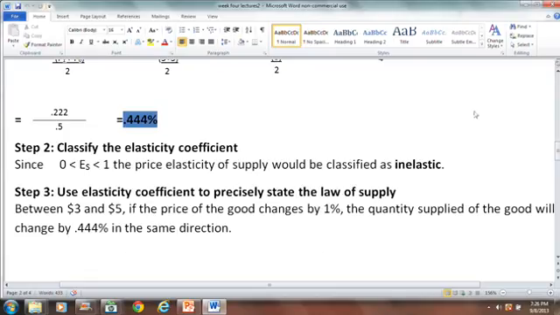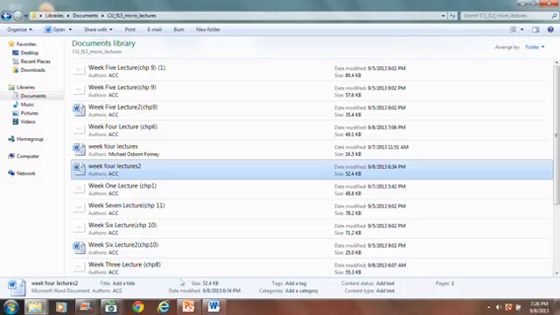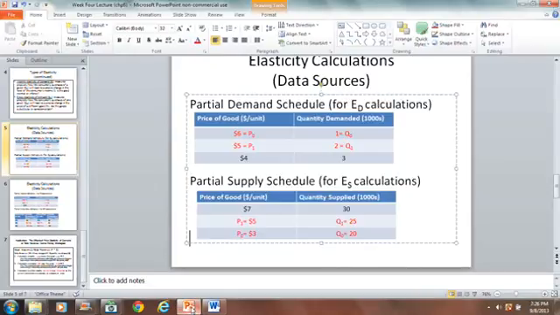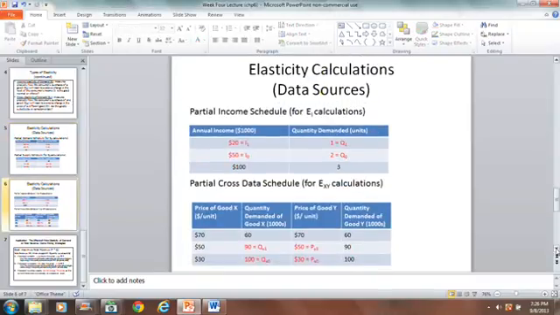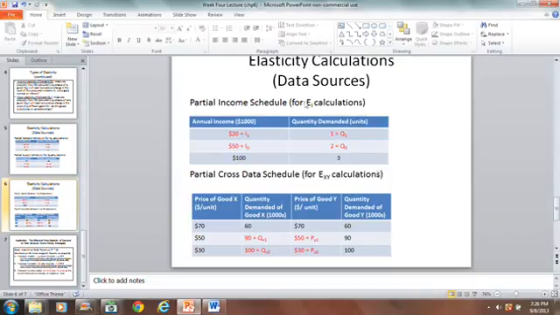Alright, let's go back and take a look at the other 2 types of elasticity. Namely, let's take a look at income elasticity. To do an income elasticity calculation, which I use the symbol E sub I for, I need some income data and some purchase data.